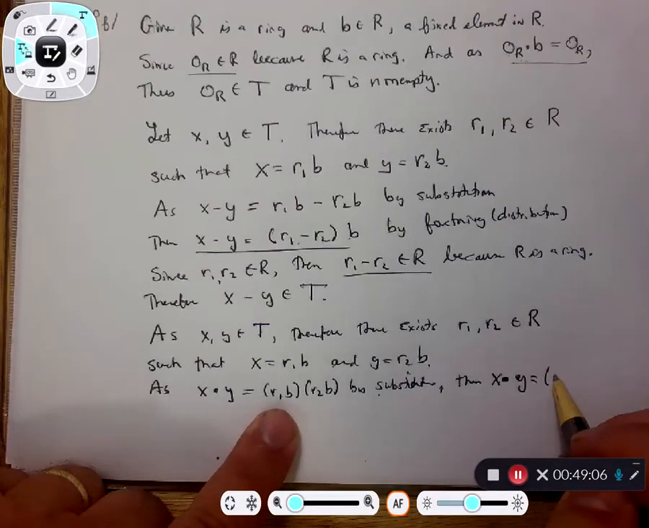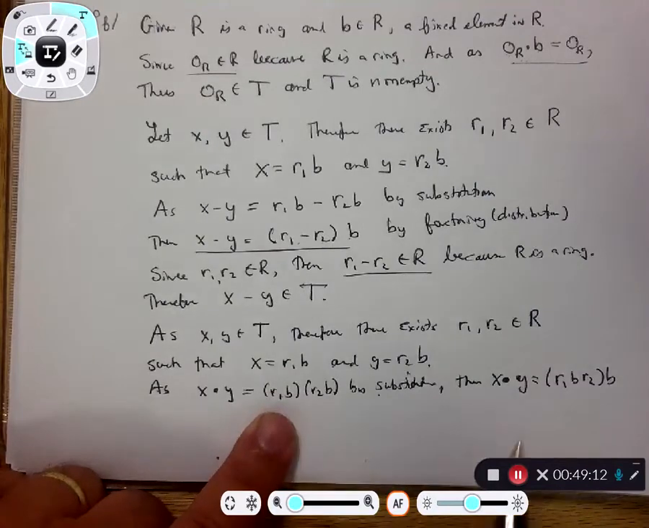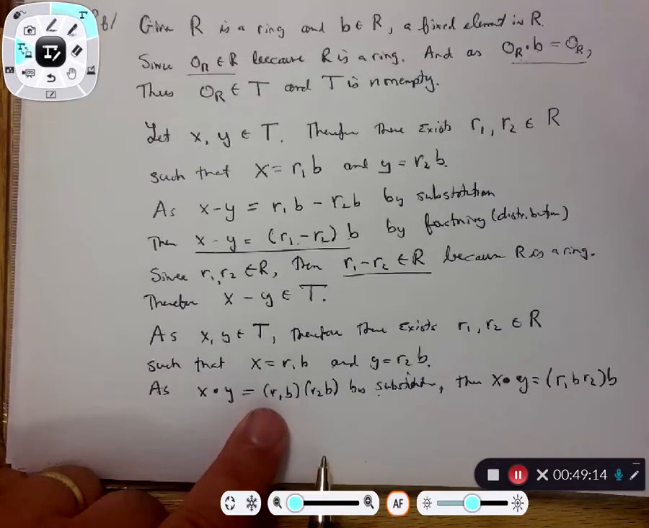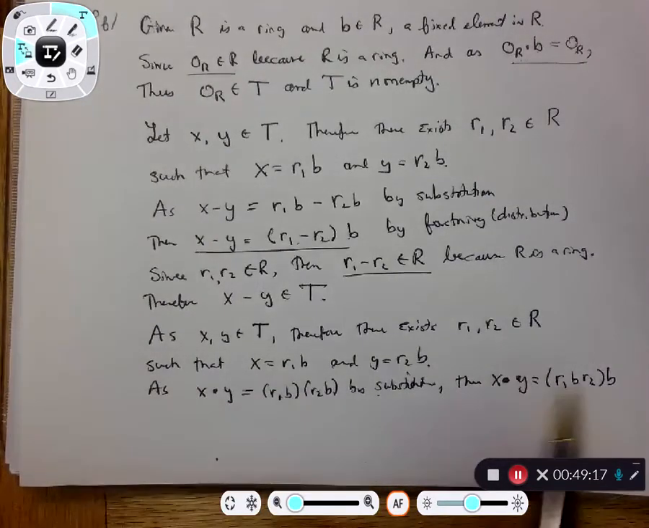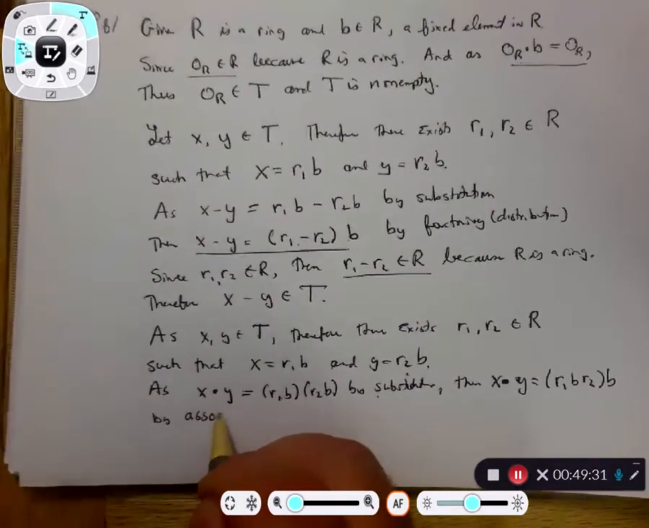X times Y equals R1 B times R2 times B. All I did was move parentheses around. There's no factoring. Don't call this factoring because it's all being multiplied. Factoring is the distribution property in reverse. There's no distributing this thing either. So what did I do? I moved parentheses. So state that by different operation here: associative property.